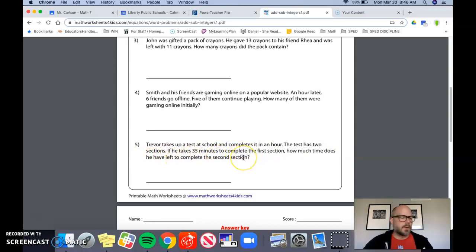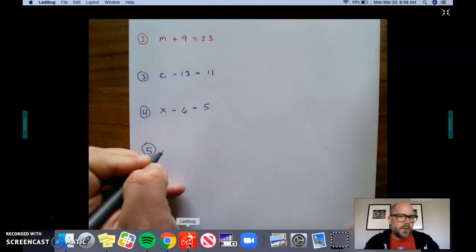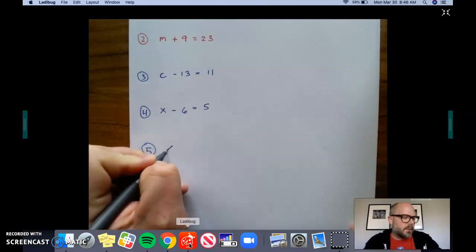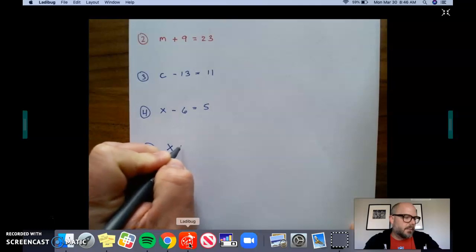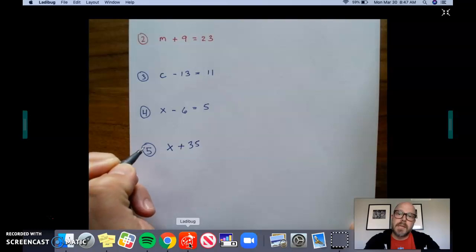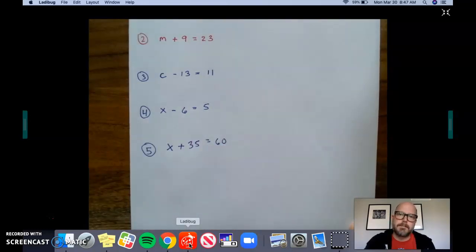Okay, so let's look at this one. We can do this one a couple different ways. We know that there's 2 sections, and we know that the first section took him 35 minutes, okay? So we can do it this way. We can say we don't know how long it'll take him to do the second section, but we know that if we add 35 minutes, that's how long it took him to do the first section, that's going to be a total of 60 minutes, right?